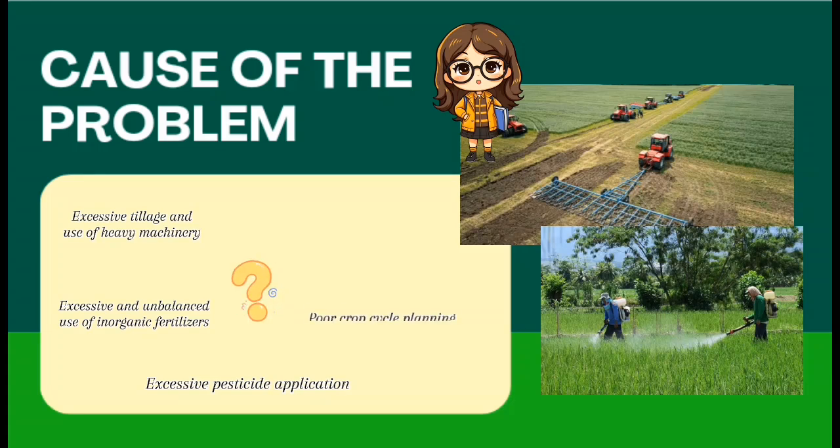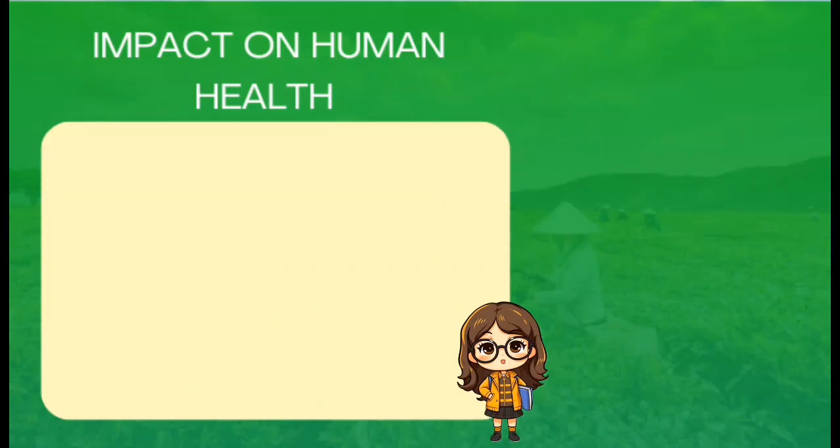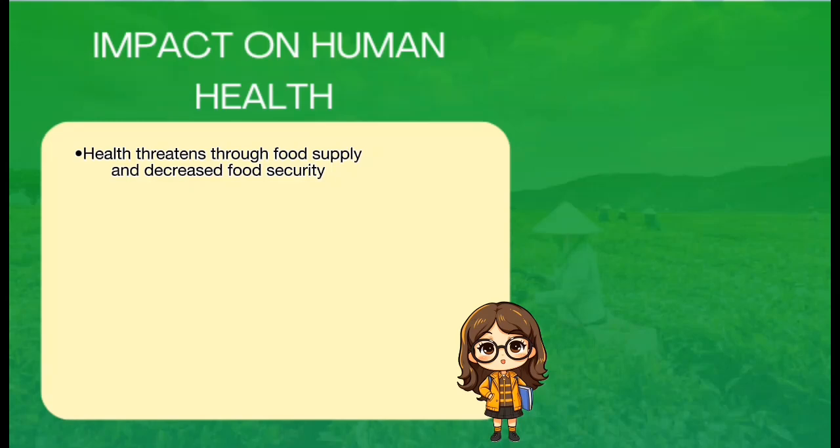Lastly, we have the poor crop cycle planning. It leads to soil degradation, reduced biodiversity, and decreased agricultural productivity. Now let's discuss the impact of soil degradation on human health. First, we have the health threats through the food supply and decreased food security. It arises from unsustainable agricultural practices and soil degradation.